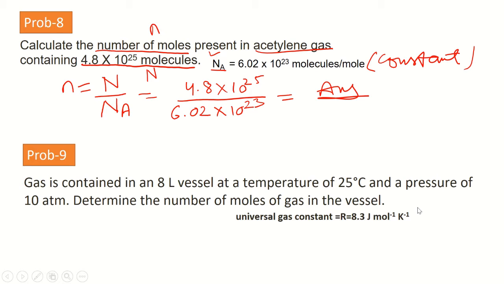So a gas is contained in a vessel whose capacity is 8 liter. So it means this is the volume of the gas. Vessel means a gas cylinder in which the gas is filled at the temperature of 25 degrees centigrade. So this is the value of the temperature, 25 degrees centigrade, and the pressure of 10 atmosphere. So this is the value of the pressure, 10 atmosphere.